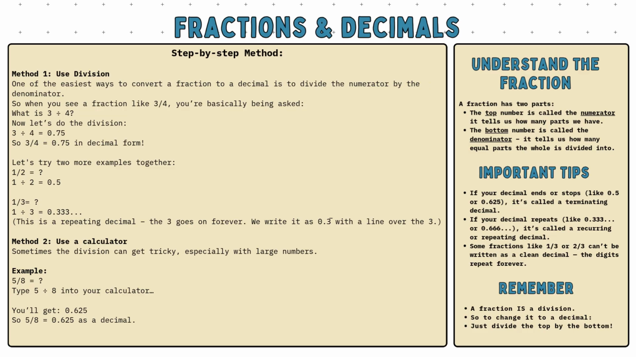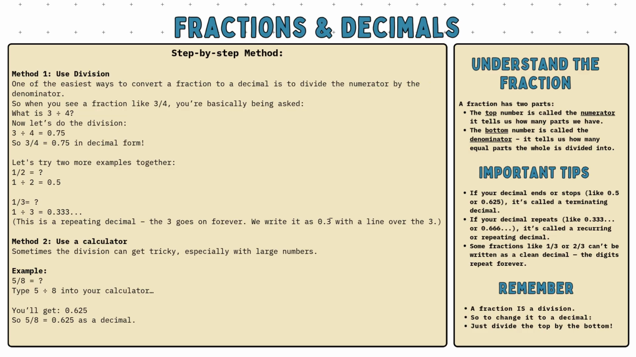Method 2 is to use a calculator. Sometimes the division can get tricky, especially with large numbers. Example: 5 over 8. Type 5 divided by 8 into your calculator. You'll get 0.625. So 5 over 8 is equal to 0.625 as a decimal.